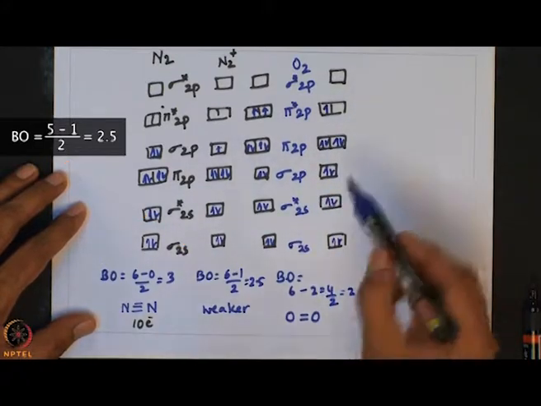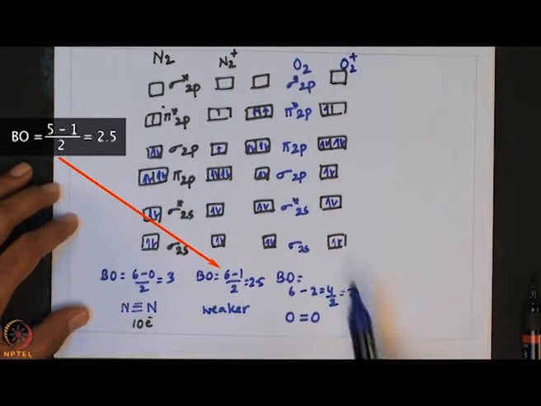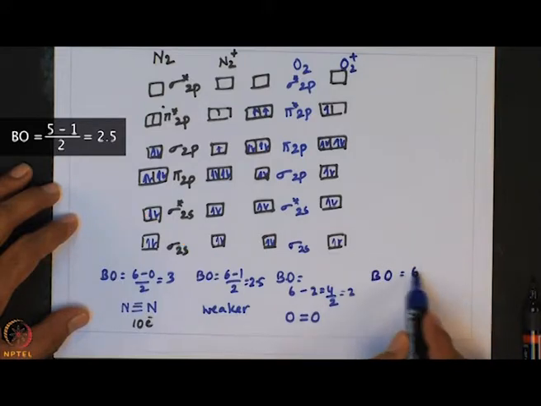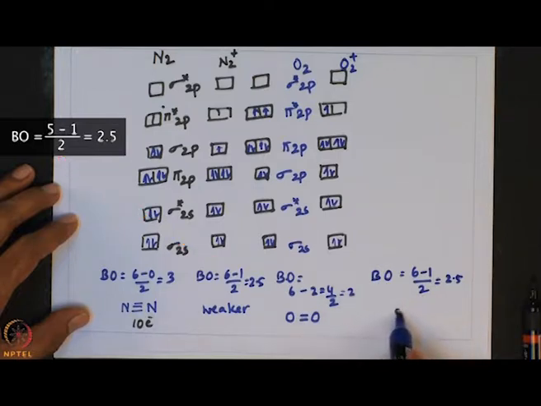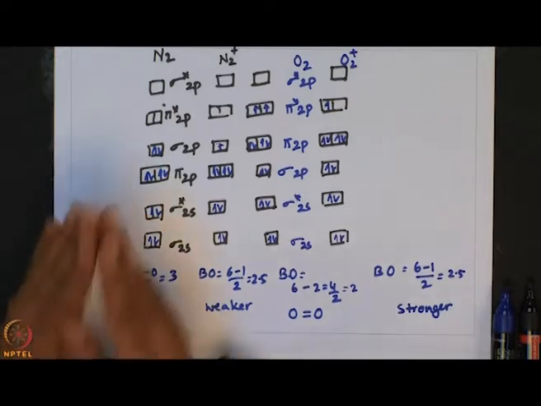So, the O2 plus species is also paramagnetic, whereas the bond order, if I calculate here, bond order equals 6 minus 1 by 2, which is equal to 2.5. So, that means the bond is stronger, the bond order increases. So, O2 plus will be much more stable compared to O2. Okay. So, now we wrote this MO diagram, and we know the stability using this.